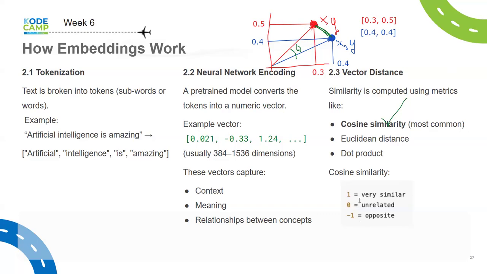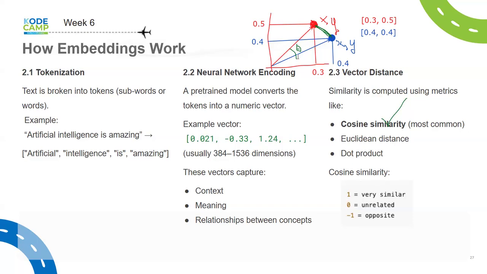So when you are using cosine similarity, typically when they are similar, the value will be 1. When they're unrelated, the value will be 0. When they're opposite, the value will be -1. That is, when they are exactly the same, the value will be 1. That is cosine of 0, because with cosine similarity, if they are very similar, basically they're on the same vector line.